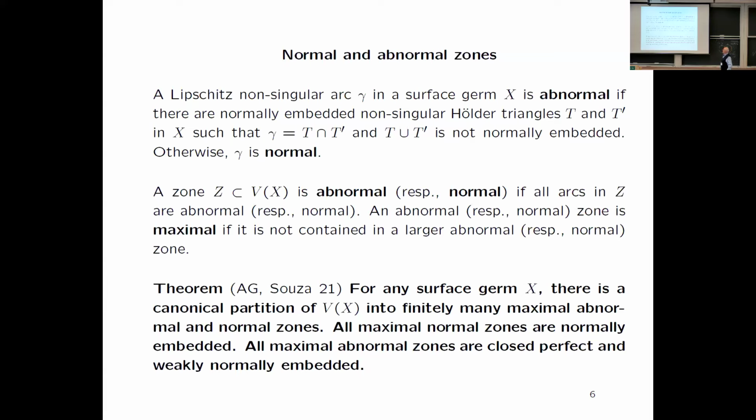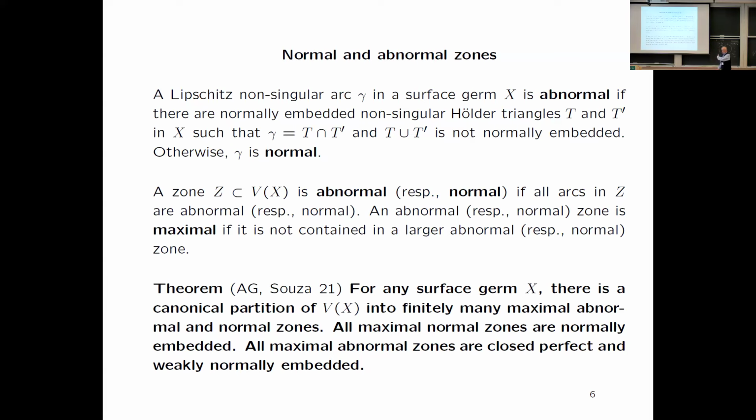A non-singular arc is called abnormal if there are two normally embedded Hölder triangles such that the intersection is exactly this arc, and the union is not normally embedded. Otherwise, an arc is normal. Accordingly, a zone is abnormal if all arcs are abnormal. A zone is normal if all arcs are normal.